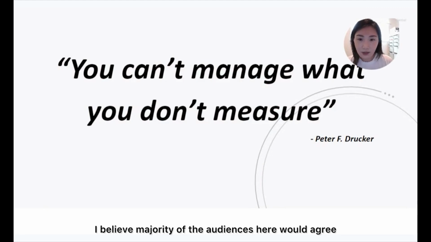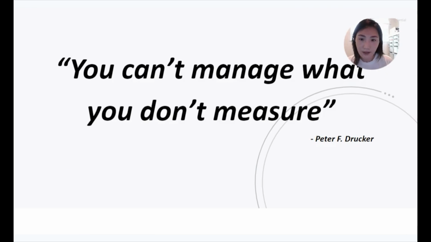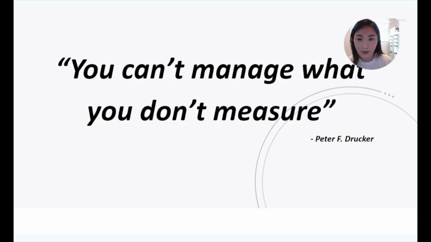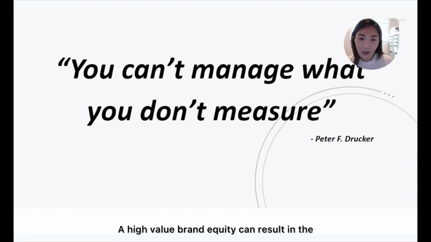I believe the majority of the audience here would agree that branding is important, and thus the ability to manage it is also important. Understanding your brand performance is key to proving the impact of your brand activity and generating growth for your business. The value of a brand is determined by its perceived quality from customers. A high value brand equity can result in the ability to increase prices and drive loyalty and sales.